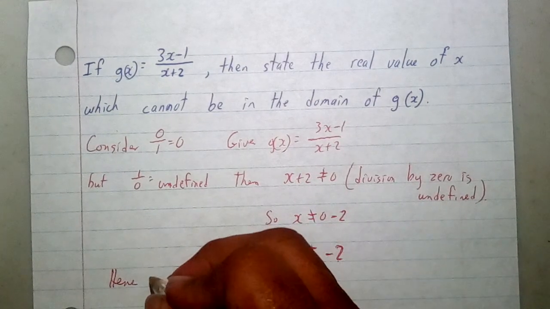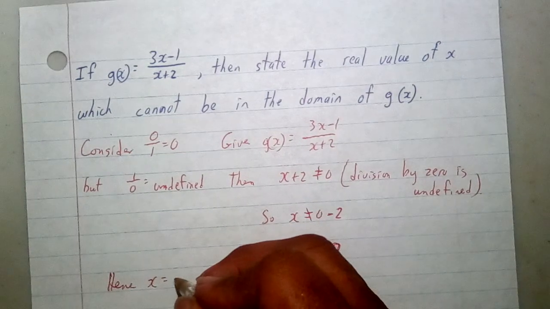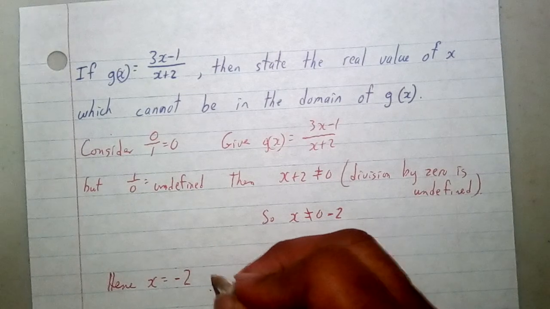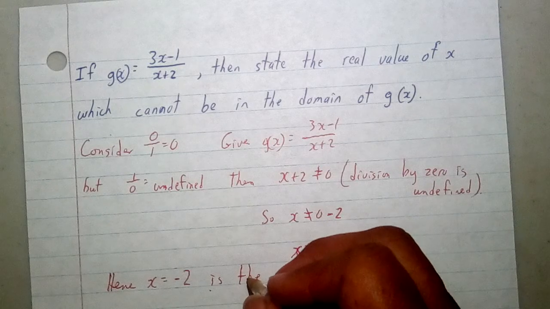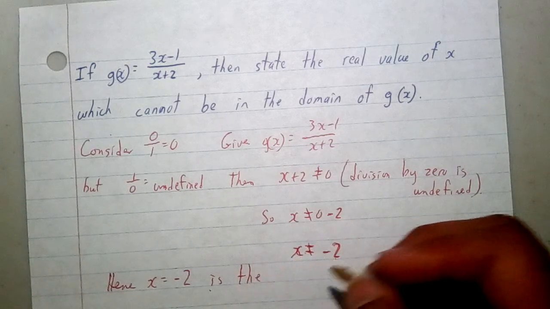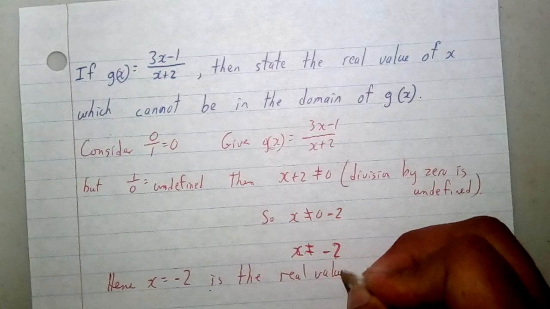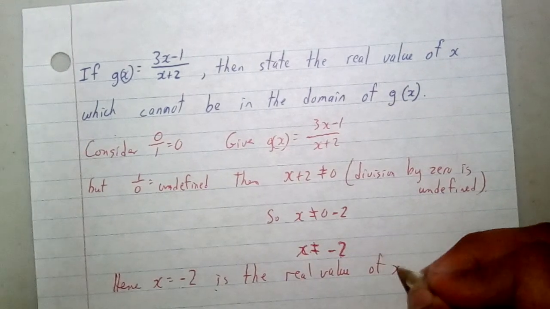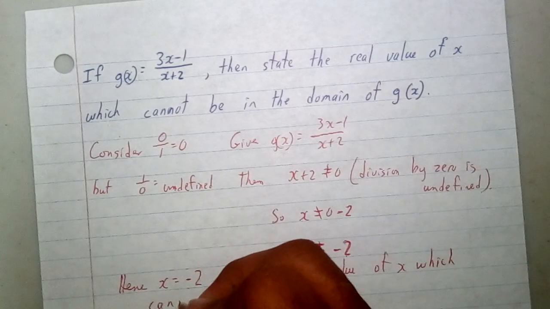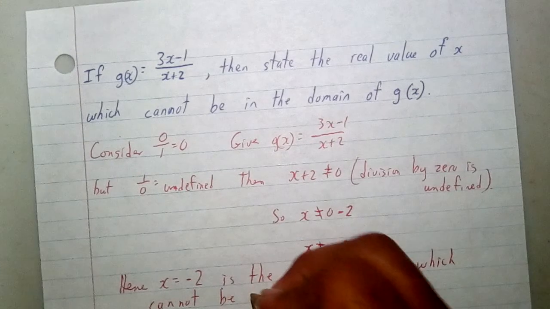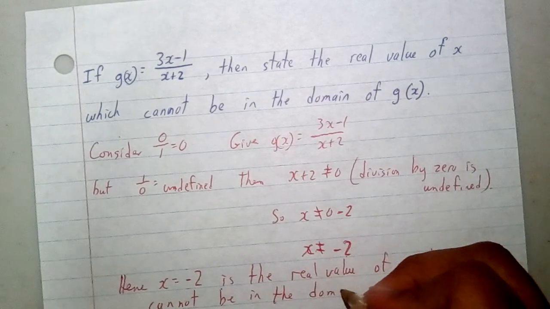Hence, we can say x equals negative 2 is the real value of x which cannot be in the domain.